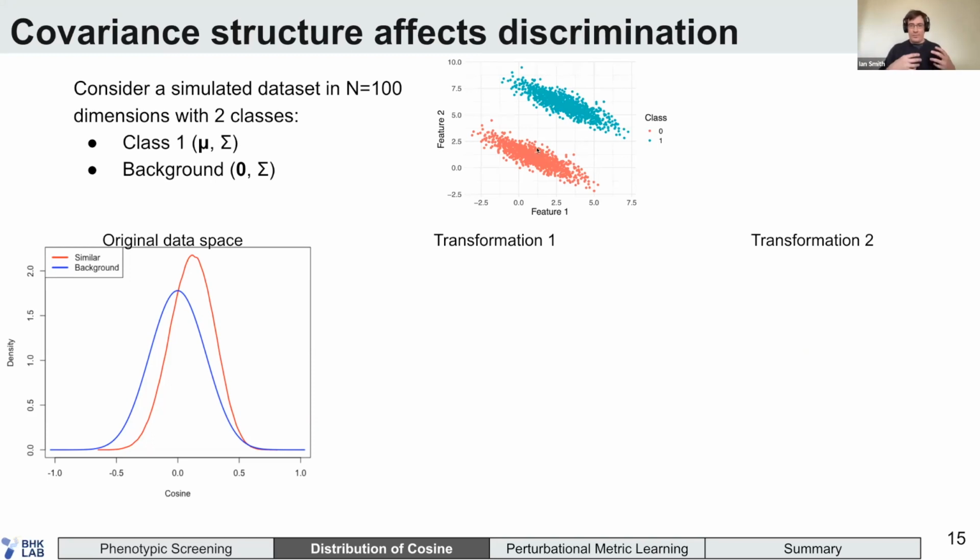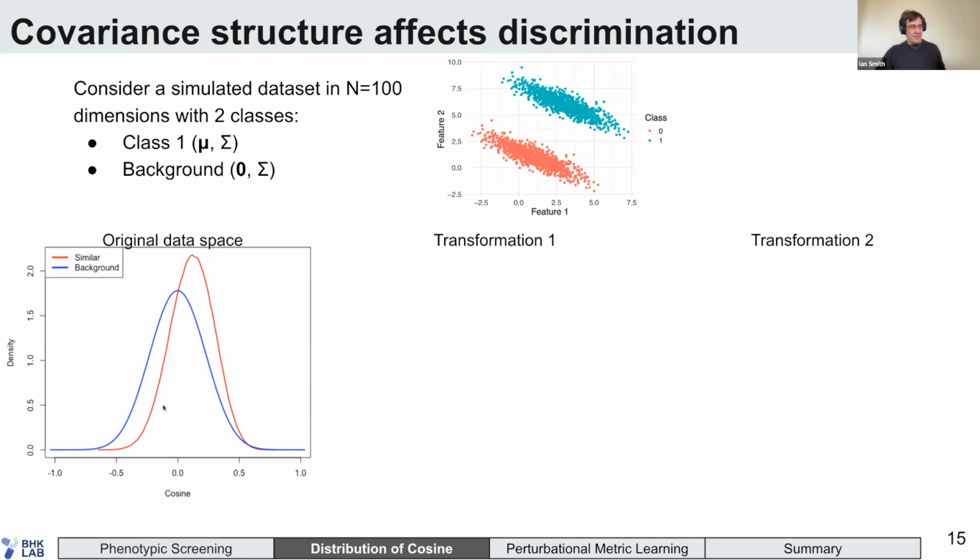So with perturbational profiling or phenotypic screening, you want to be able to identify pairs of points in this class 1 based on their similarity profile. So you could imagine you compute the cosine similarity between all your data points, and this red distribution corresponds to data points from class 1, and this blue distribution corresponds to the similarities of everything. You want to be able to discriminate this red distribution from this blue distribution.